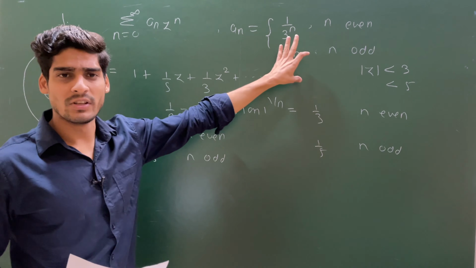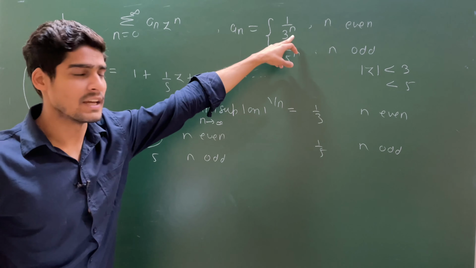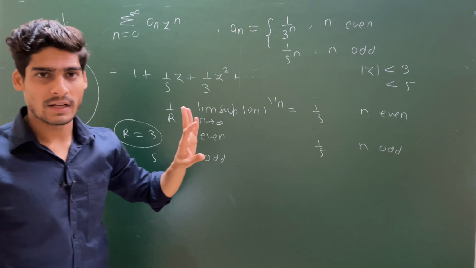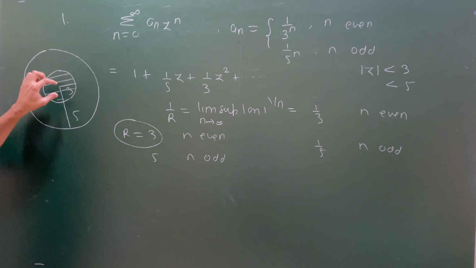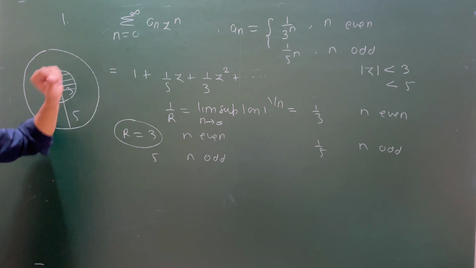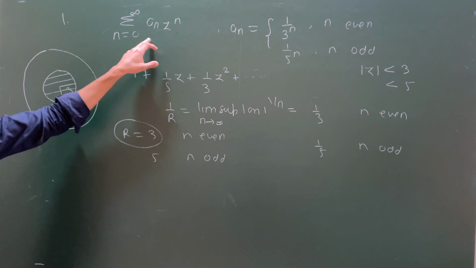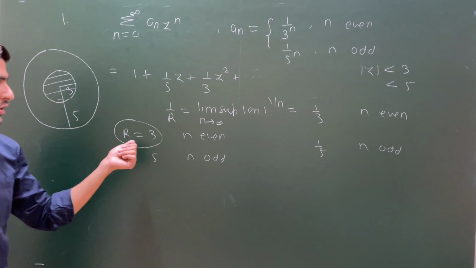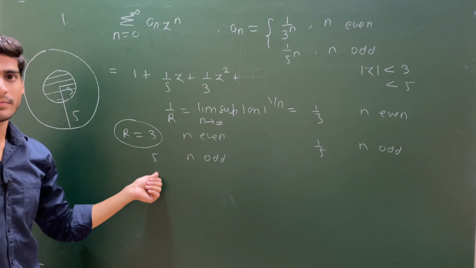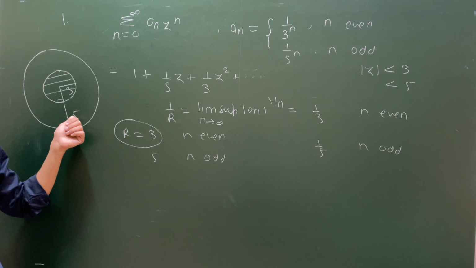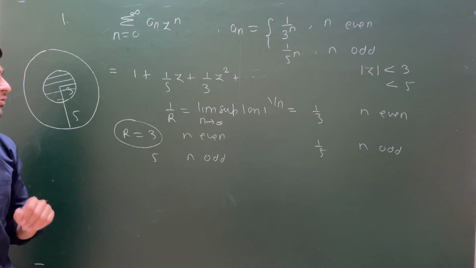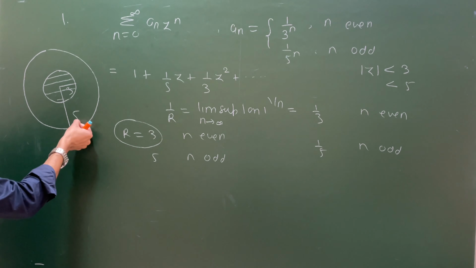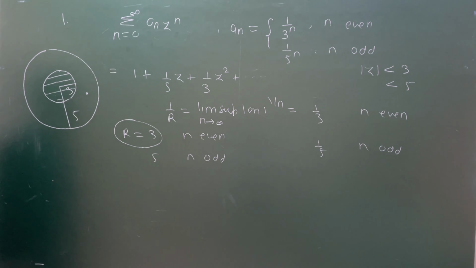if you take a_n to be 1 by 3^n for all n, or if you choose 1 by 5^n for all n, then in this circle this power series converges, and it converges very nicely. But suppose you are having a doubt: which one should I choose? Should I choose 3 or 5? If you choose 5, then definitely you will have a problem. Why will you have a problem? Let me make it clearer. Even if you choose a point like here, you will still have a problem.